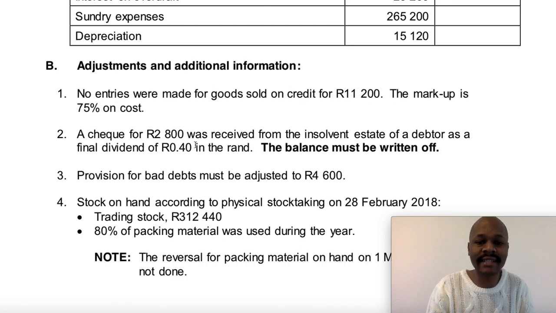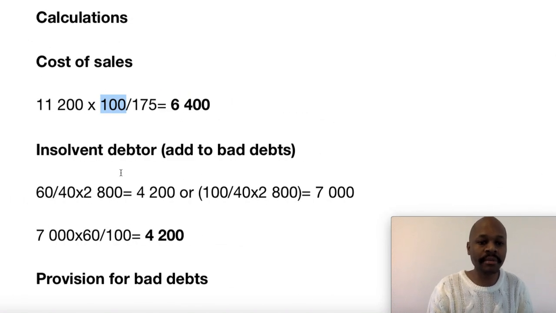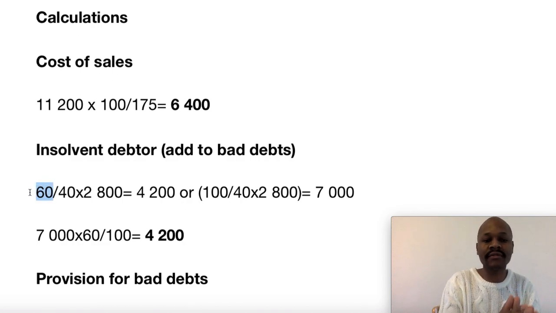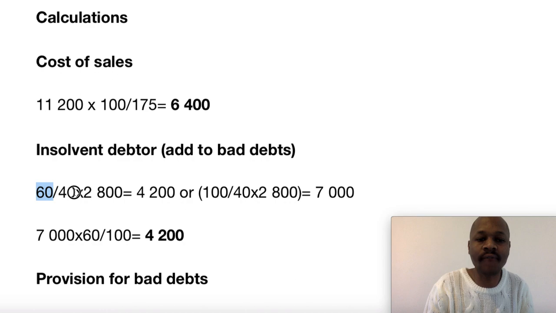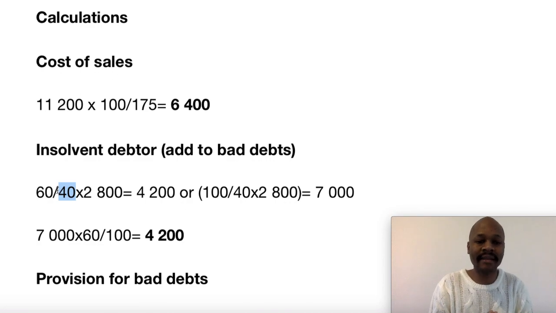So how will we get the amount we have to add? We will simply say 60 is what you are looking for. What you have is 40. What you are looking for becomes your numerator, and what you have becomes your denominator. So 60 over 40 multiplied by 2,800 gives you 4,200. This right there will be your bad debts figure.